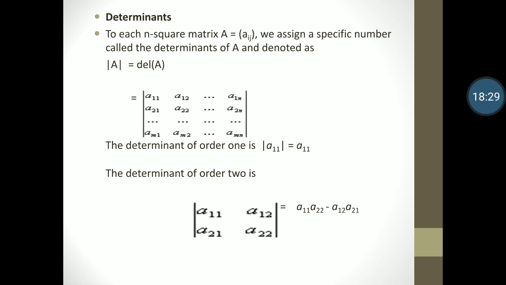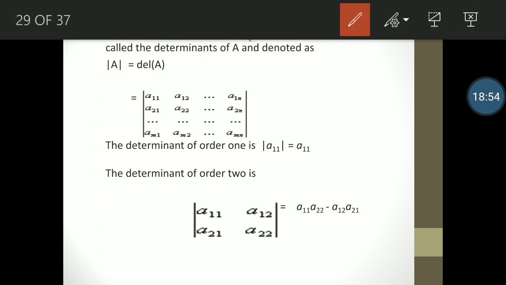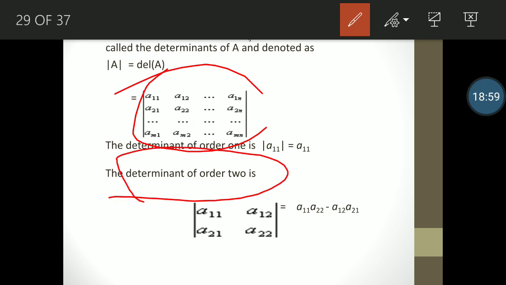Now next thing is determinants. Note, students, that we are calculating it only for an n square matrix. To each n square matrix Aij, we assign a specific number called the determinant of A, denoted det A. Our square matrix is shown in the figure. If we want to find the determinant of order 1, it will be A11, because there is only a single value, and that will be our determinant.